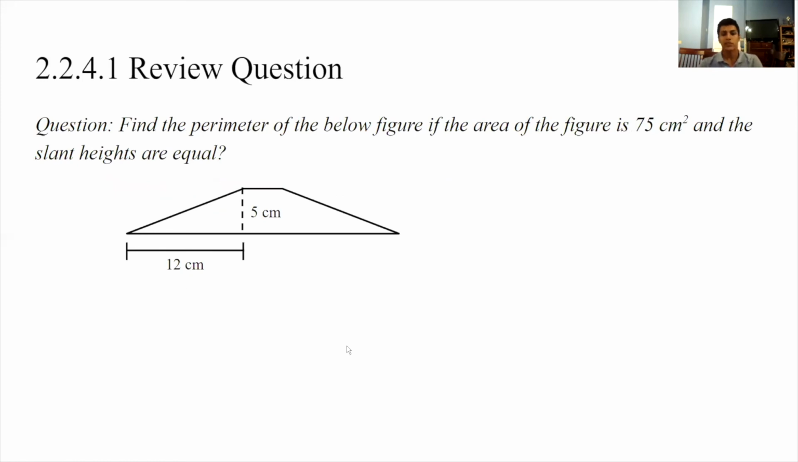And then we did one last review question using the exact same concept, except we had one extra added twist, where we also had to use the Pythagorean theorem in order to find the value of the slant heights, which were equal, and those were 13. And then when we found the values of the bases added together, we found the entire perimeter to be 56 centimeters.